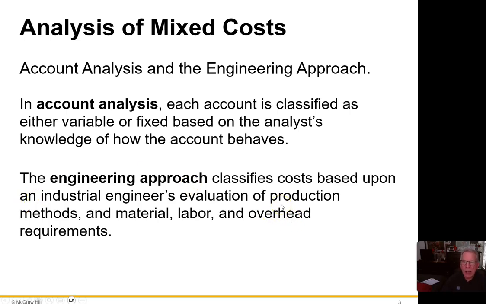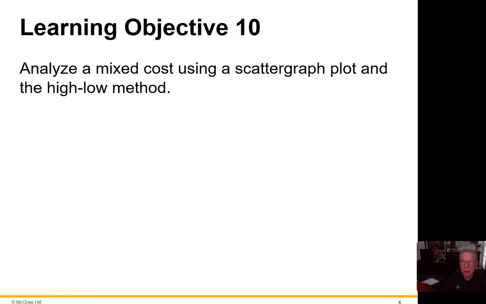So account analysis and an engineering approach are different. In an account analysis, each account is classified as either variable or fixed based on the analyst's knowledge of how the account behaves. An engineering approach classifies the costs based on an industrial engineer's evaluation of production methods and material, labor, and overhead requirements. So let's take a look at this.